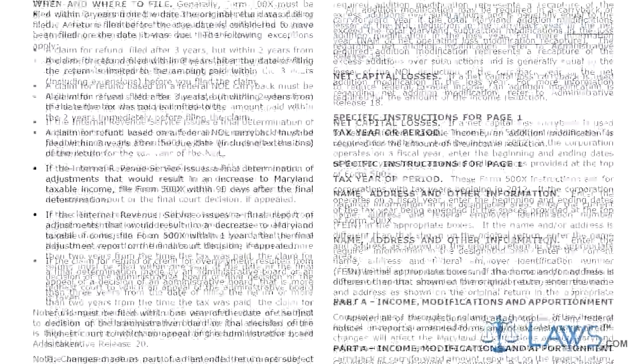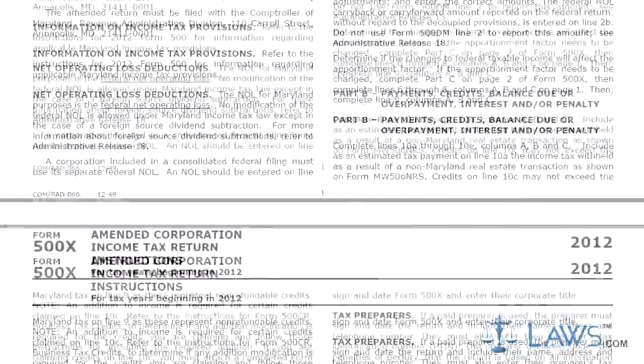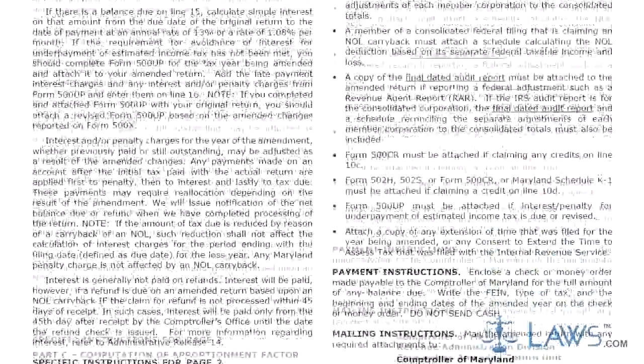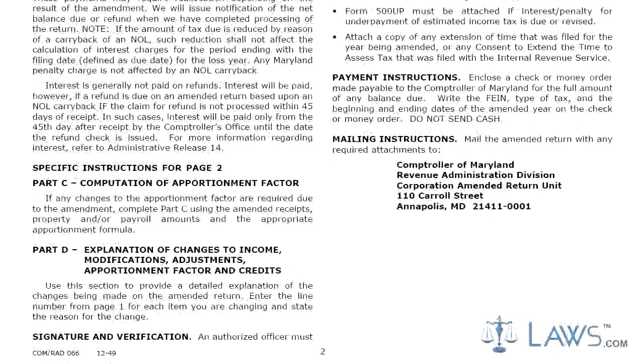Step 11. In Part D on the second page, provide a full explanation of all amended numbers. Include the line number for every change. Attach all supporting documentation. An officer should sign and date the form.